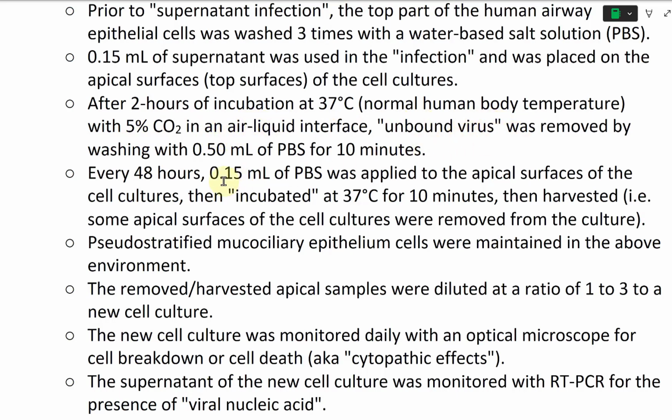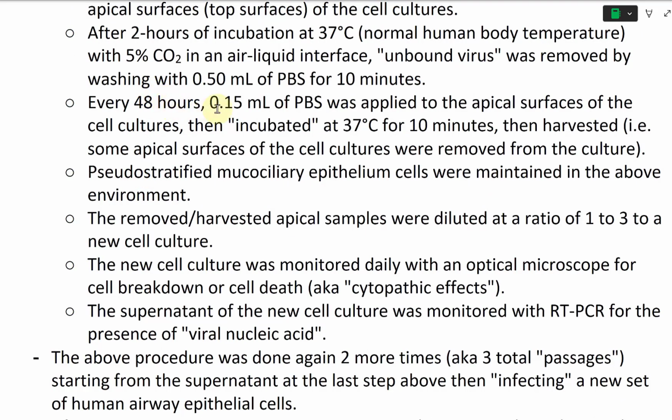unbound virus was removed by washing with 0.50 milliliters of PBS for 10 minutes. And this was at 500 microliters. I'm just going to call it, you convert it to 0.5 or half a milliliter. Then, PBS for 10 minutes. Interesting. Then every 48 hours, 0.15 milliliters of PBS. And I like using milliliters, it's easier to grasp than microliters, for me at least.